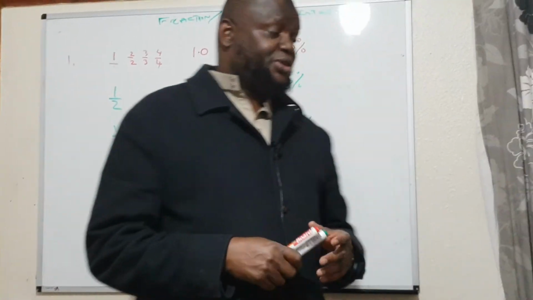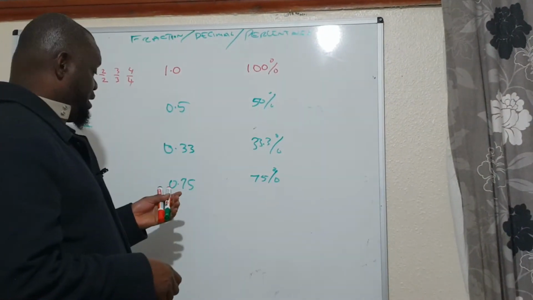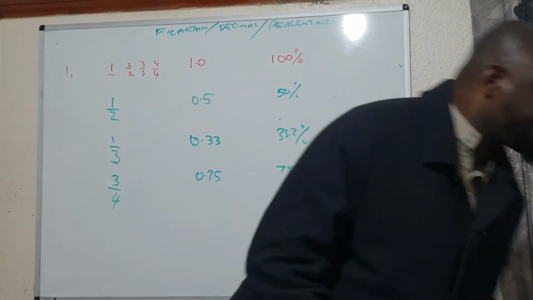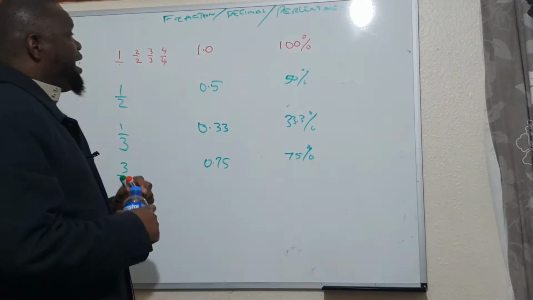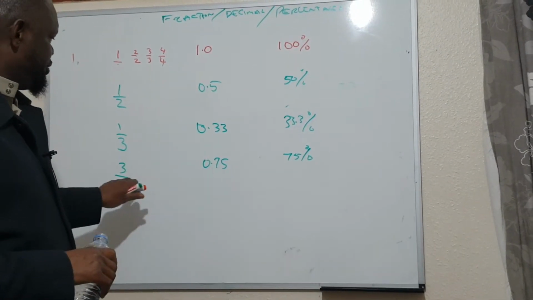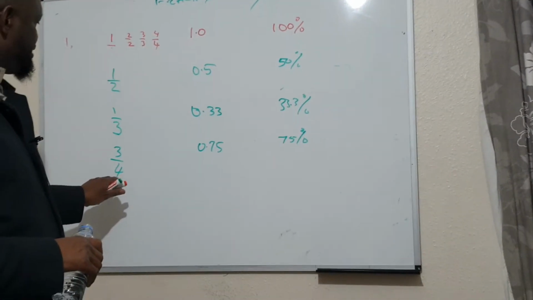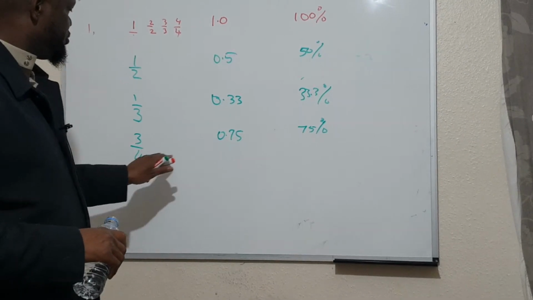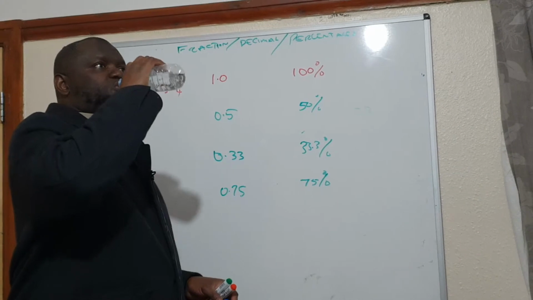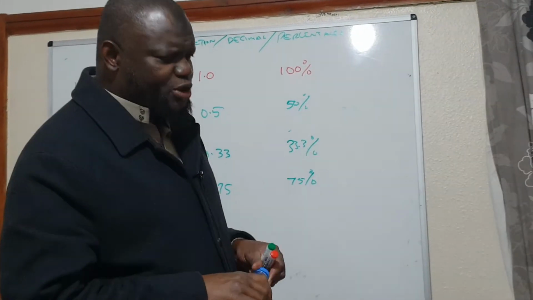Ladies and gentlemen, we're going to continue on with our fractions, decimals, fraction, decimal, and percentages. Now, that's where we stop. We saw how we can convert fraction to decimal to percentage and how they relate. They all go together.